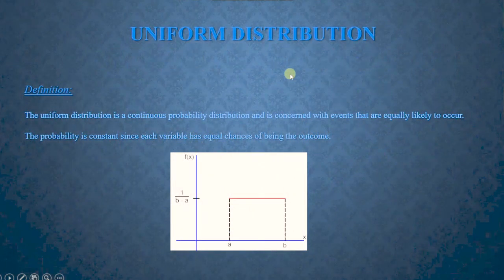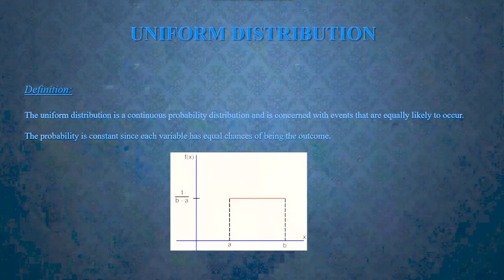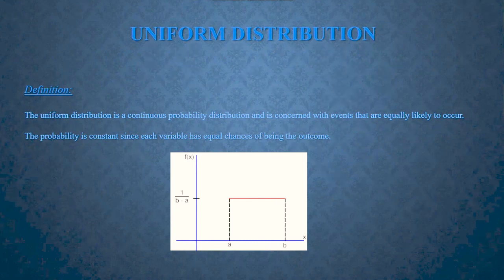The uniform distribution is a continuous probability distribution and is concerned with events that are equally likely to occur. The probability is constant since each variable has an equal chance of being the outcome. Uniform distribution, as its name implies, functions uniformly. If we speak about the amplitude in this graph, the amplitude remains constant, or uniform, between the points A and B.